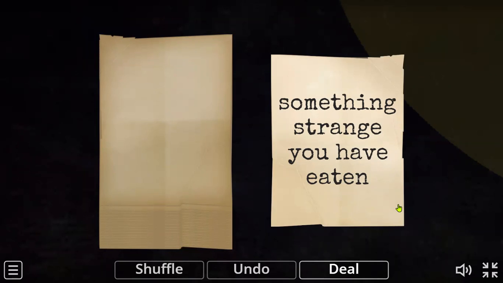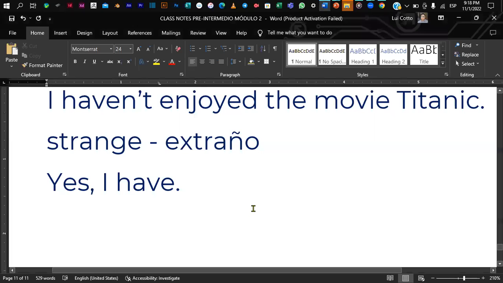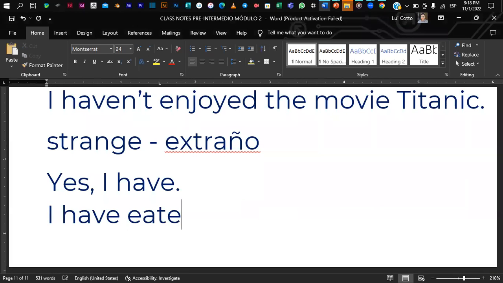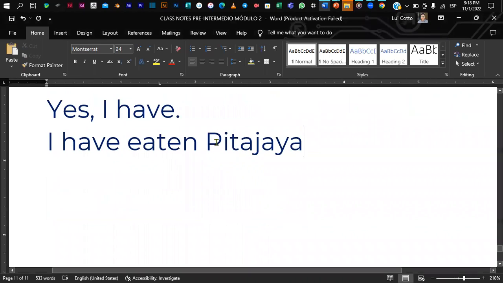Broccoli. Broccoli is not strange. Broccoli is a normal vegetable. No, are really, really strange. In my case, no. No, I like. You don't like. Me too. Like it. Pitahaya. Oh, pitahaya. What's that? But complete. I have eaten. Correct. I have.